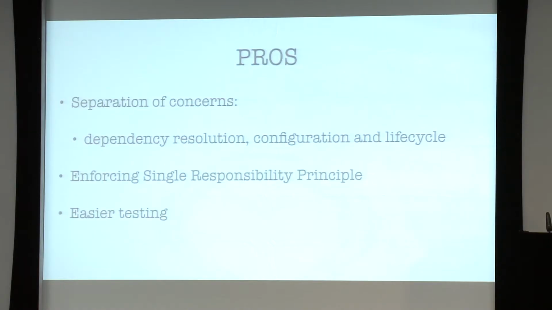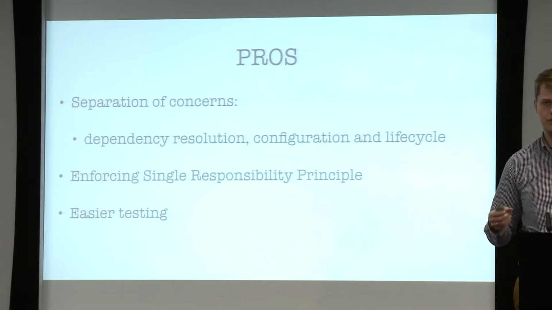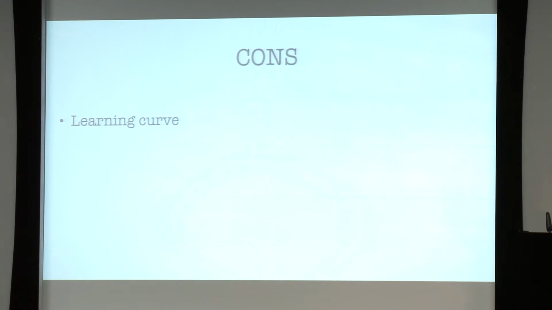We also want easier testing. Doing things right with inversion of control enables that, but not always. I'm going to show why. And we also want to promote modular architecture, loose coupling, and all these good things. But what are the downsides? What are the cons of this approach? Obviously, there is a learning curve, especially for new developers. But we can handle that.